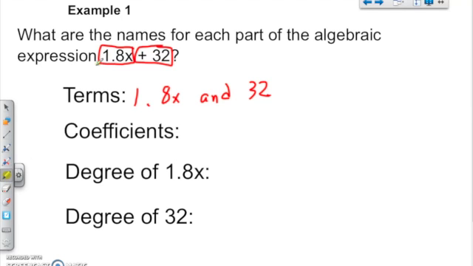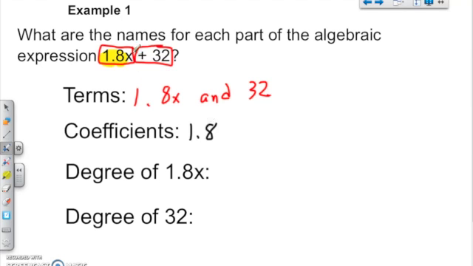Now our coefficients, remember, are the numbers that multiply the variable. In this case, we only have one variable, so we're actually only going to have one coefficient, and that coefficient is going to be 1.8. We don't have a second one because that 32 doesn't have a variable attached to it. It's just a lonely constant number all by itself. So we only go with the number that's multiplying the variable, in this case 1.8.